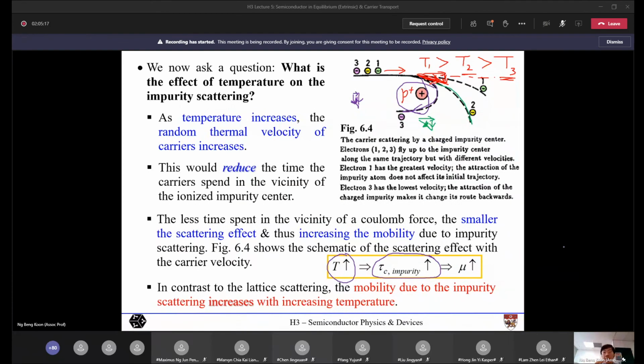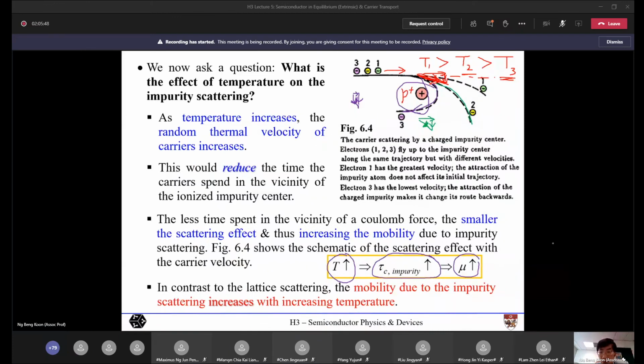Because every time they encounter an ionized dopant, it gets scattered just a little bit. So you need to encounter a lot more, which means it needs to travel a longer distance before it gets deviated sufficiently. So on average, the time between collision will increase, and this would then lead to an increase in the mobility. The mobility actually improves with increased temperature in the semiconductor.